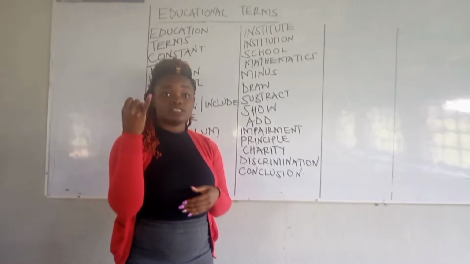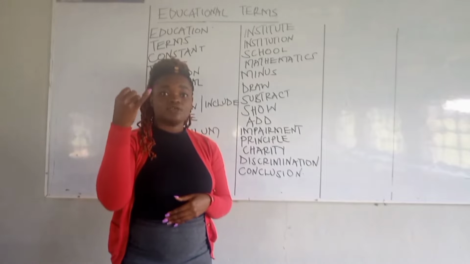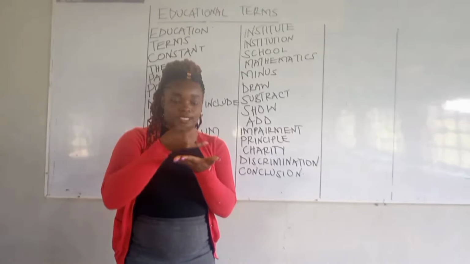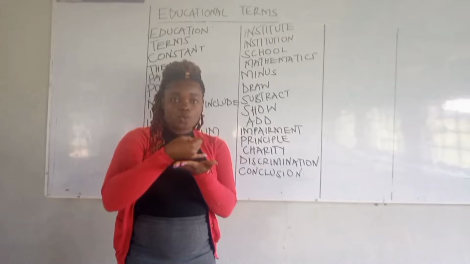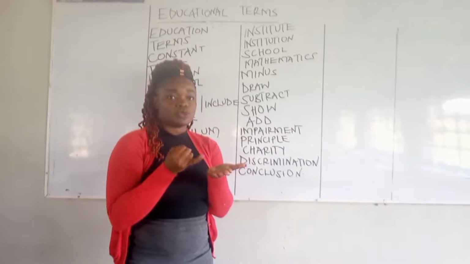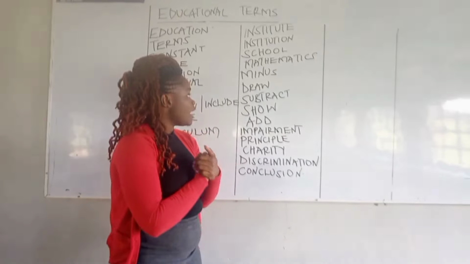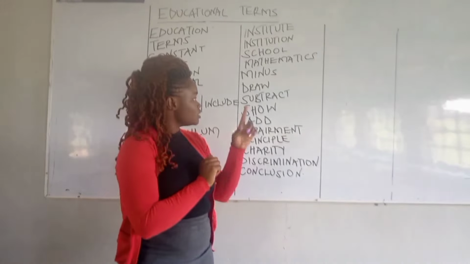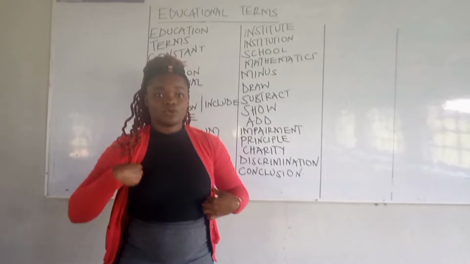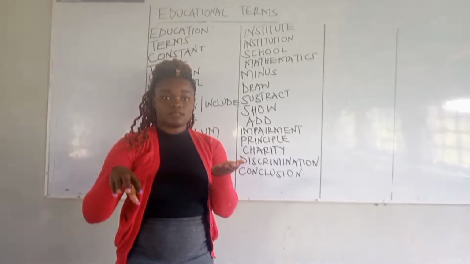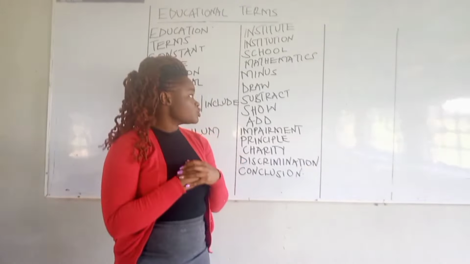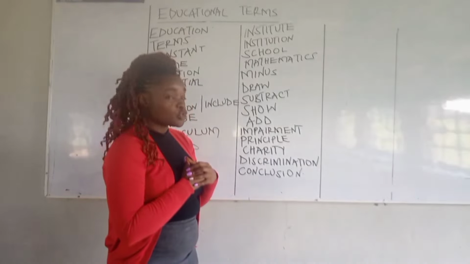Draw, we shall sign using the little finger, small finger, like here, drawing. Next we have subtract. Subtract, kuondoa, we sign subtract. Next we have show.